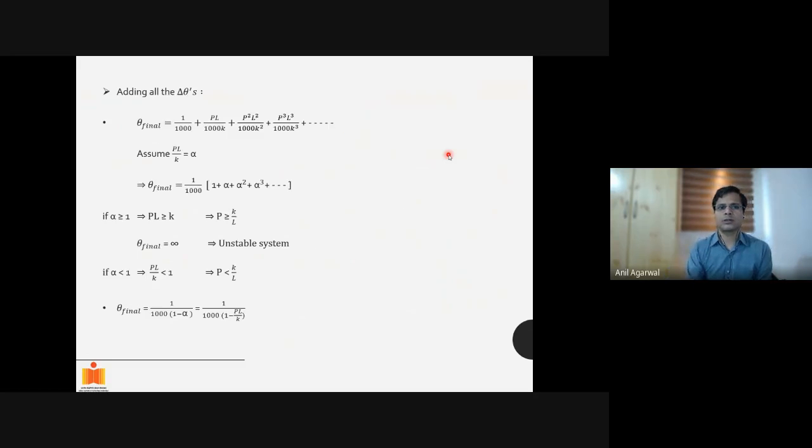And as you keep going in iterations further and further, you will see that theta final will be 1 by 1000, that was the initial imperfection, plus PL by K times that, plus PL by K times that, plus PL by K times that, and so on. Right? So this is a geometric series we got. If you want to calculate theta final, we can take 1 by 1000 out. It will be 1 plus alpha plus alpha square and so on. This is a geometric series. For what value of alpha can we have a solution for this?